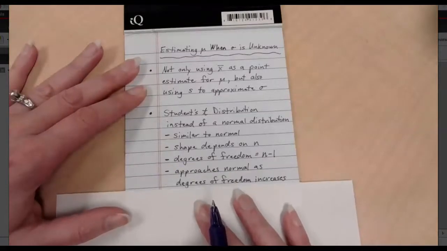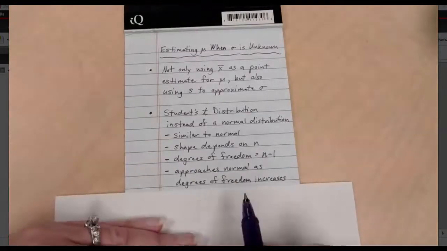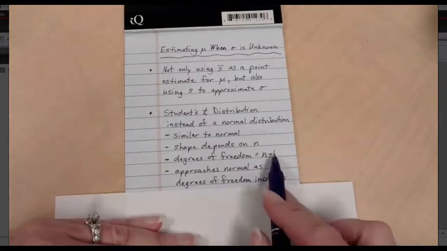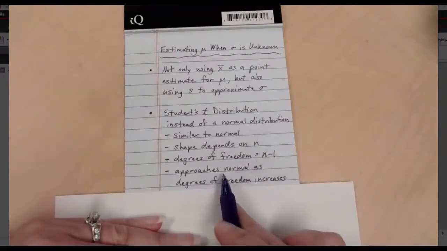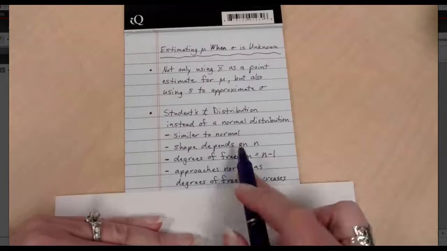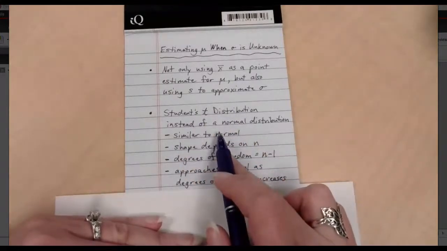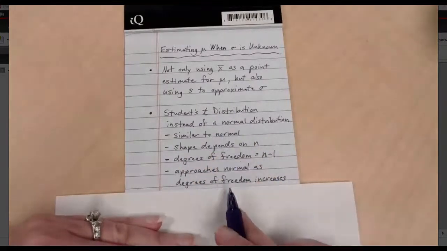But this should make some sense. As the degrees of freedom increases, which means that your sample size is increasing, this is going to approach normal. And so this is why this is going to be an acceptable usage here, because while it is not normal, if we get the larger sample size, it becomes normal.